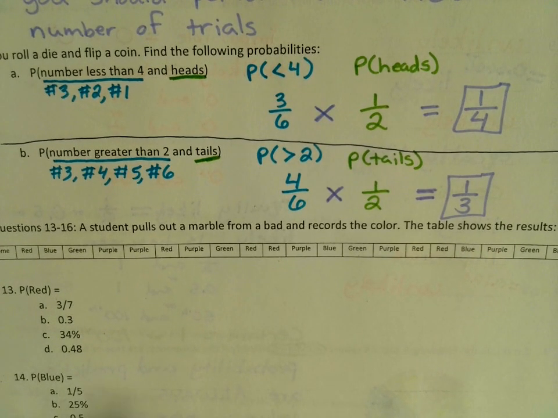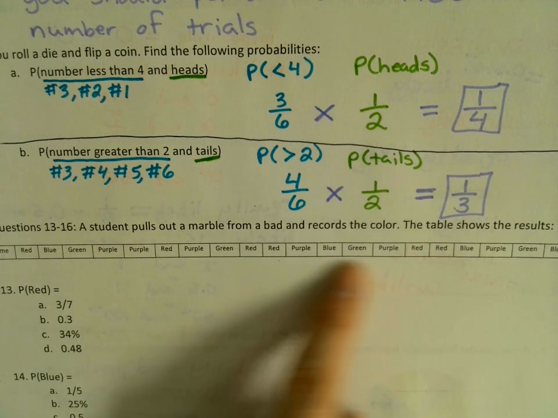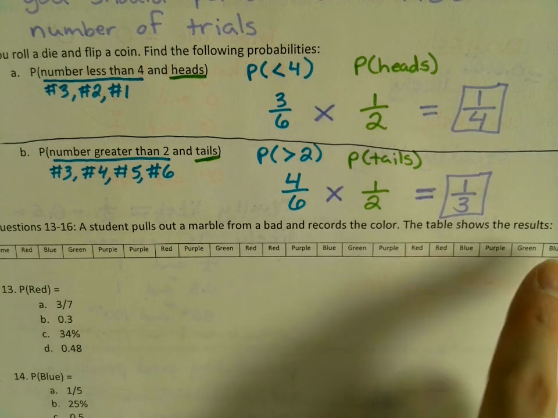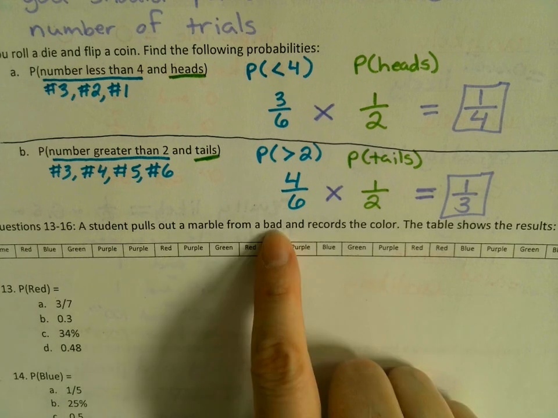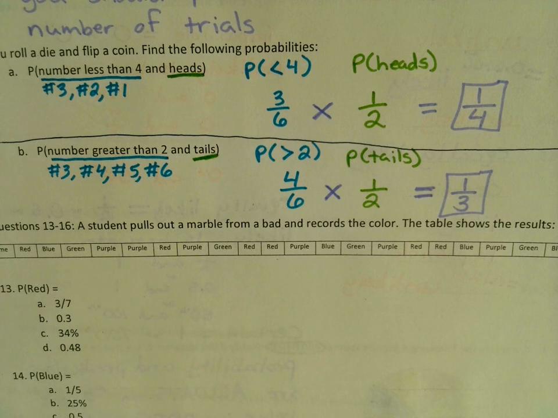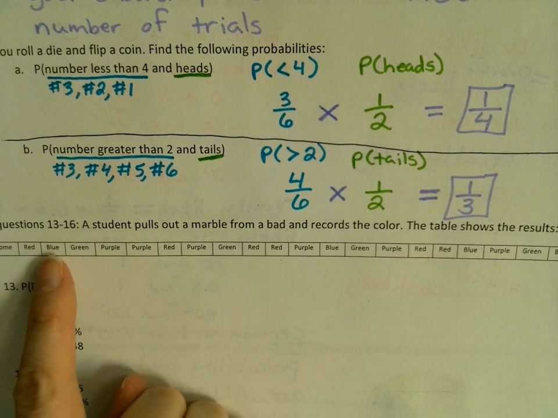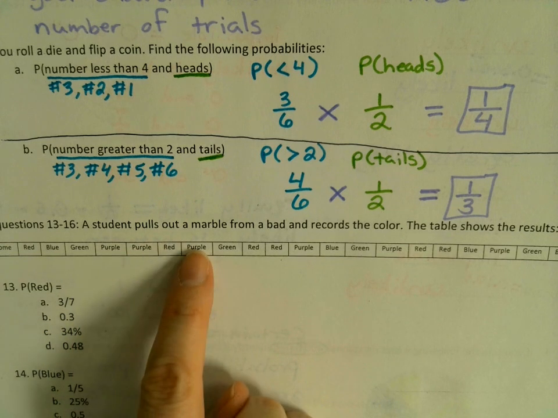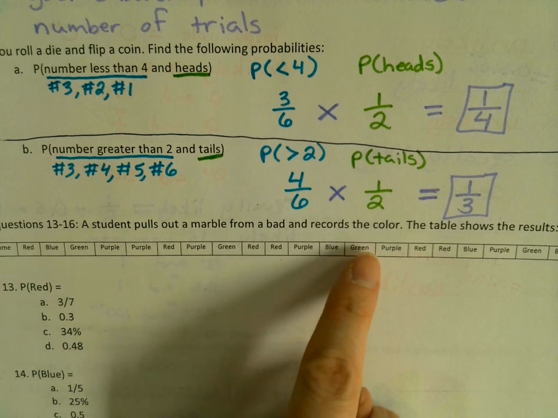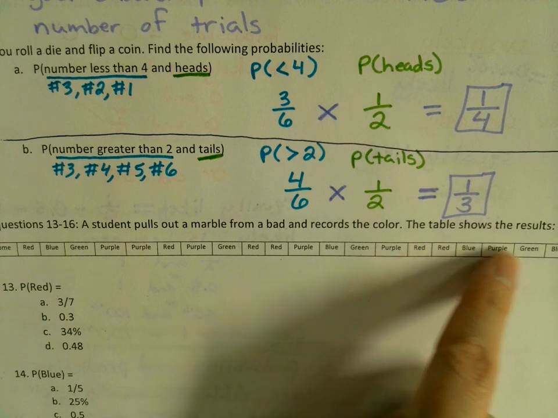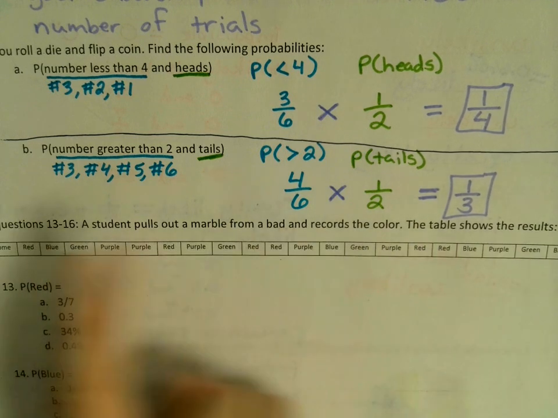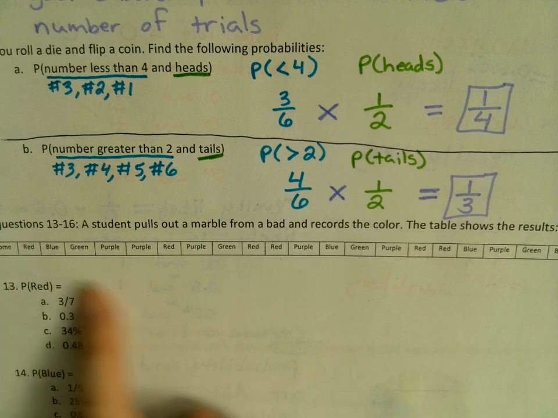Questions 13 through 16 are going to use this table. We want to take a bag of marbles. I know that says bad, it's supposed to say bag. A student is going to pull a marble out of the bag, record the color, put the marble back in, and then do this all over again. They made this table based off of their results. They got red, blue, green, purple, purple, red, purple, green, red, red, purple, blue, green, purple, red, red, blue, purple, green, blue. So that's the listing of all the times that they pulled the colors out.